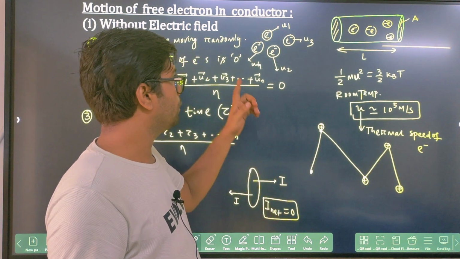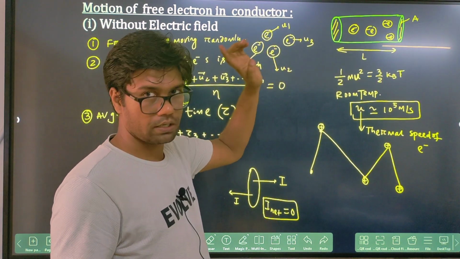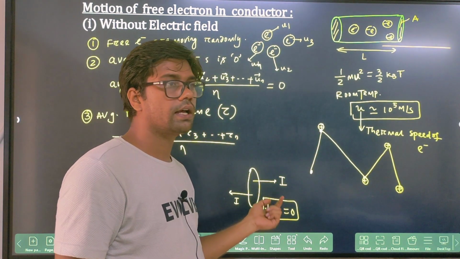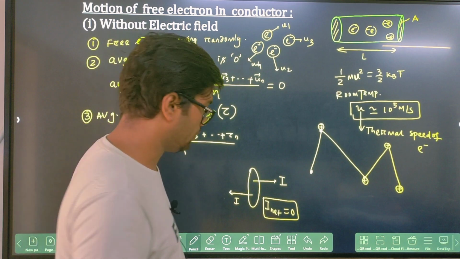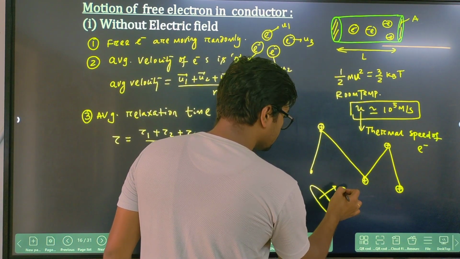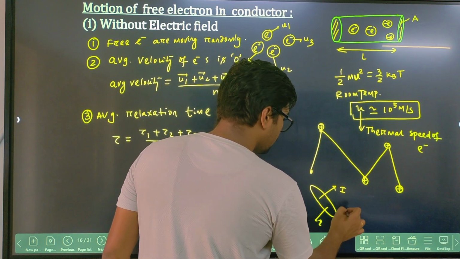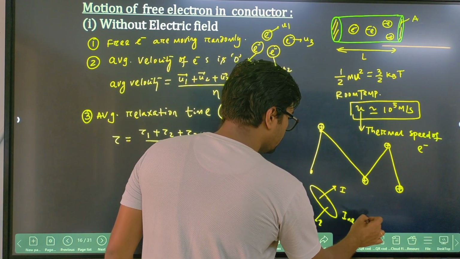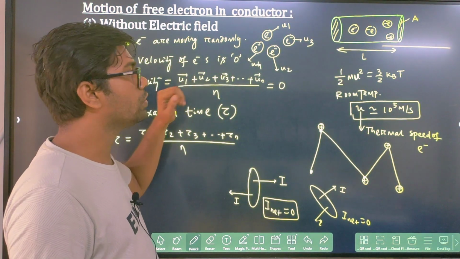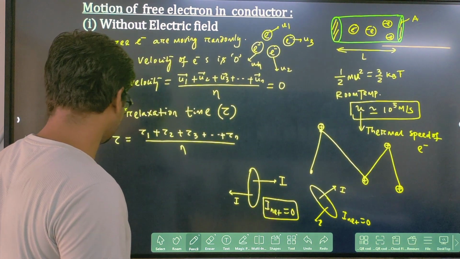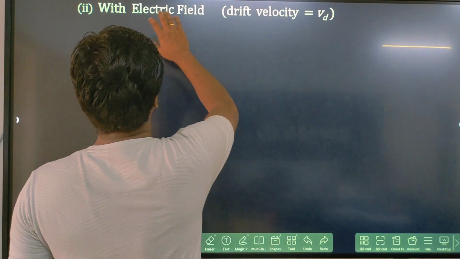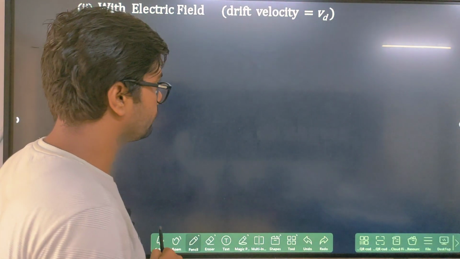So in the presence of temperature but without an electric field, the current in the conductor will be 0. Or you can take a cross-sectional area, the current along this direction is I and along the other direction also I, so I net will be 0. The current is 0 here. Clear? This will happen without an electric field. Now we will see what happens if an electric field is present, right?